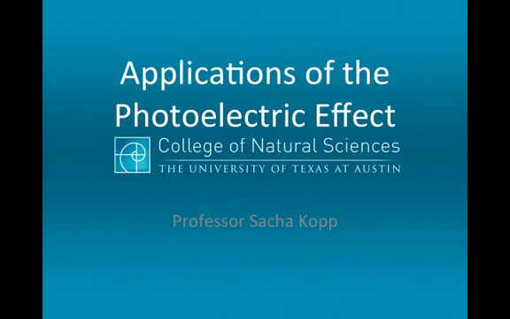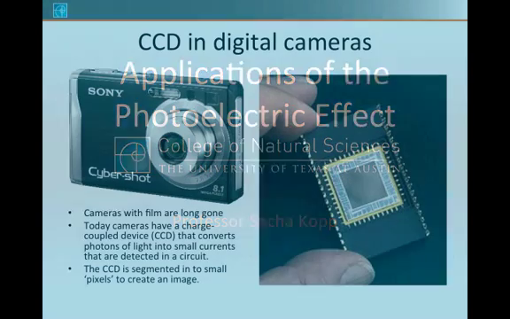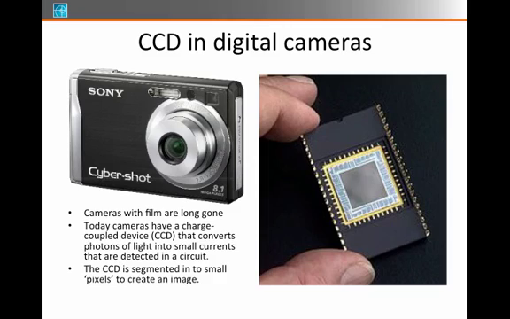Today, the photoelectric effect actually has numerous applications in technology that we have every day. If you think about some devices as simple as the digital camera, this makes use of the photoelectric effect. Long gone are the days when we rely on film in our cameras, using silver bromide film. Instead, we have cameras today with so-called charge-coupled devices that convert photons of light into small currents that are detected in a circuit. The CCD sits behind the lens, and the light is focused onto it.